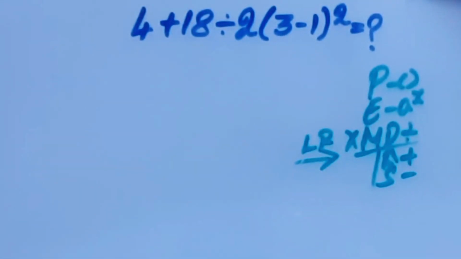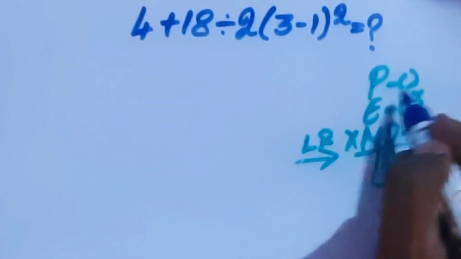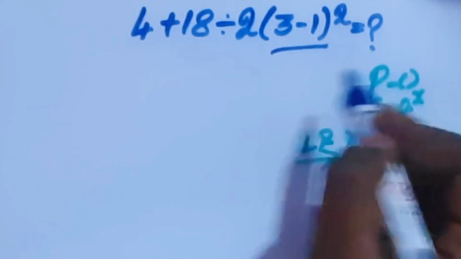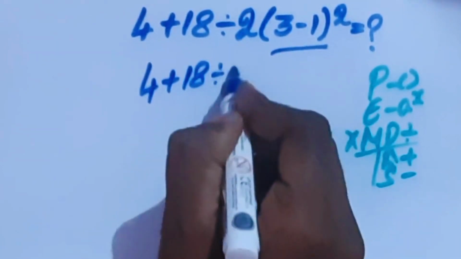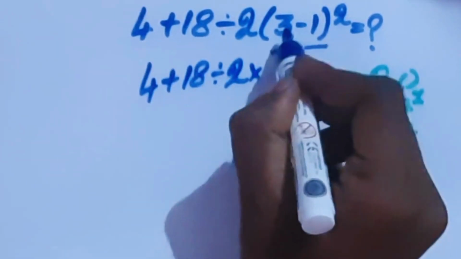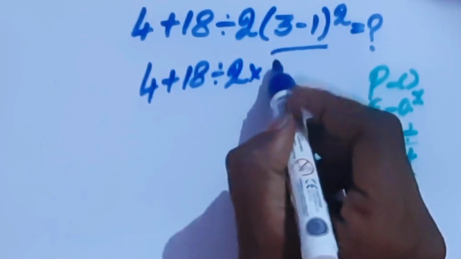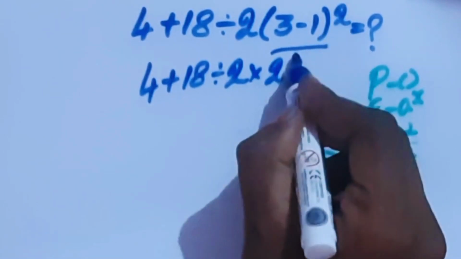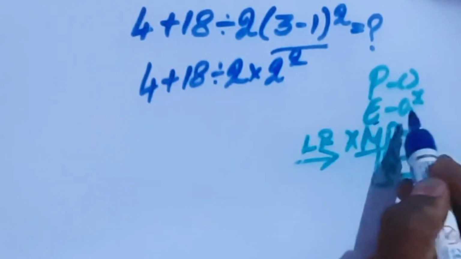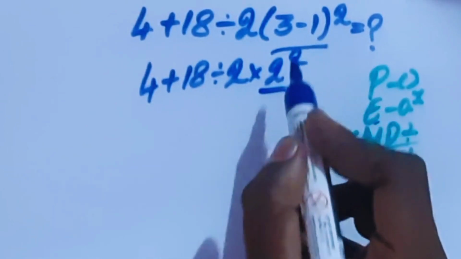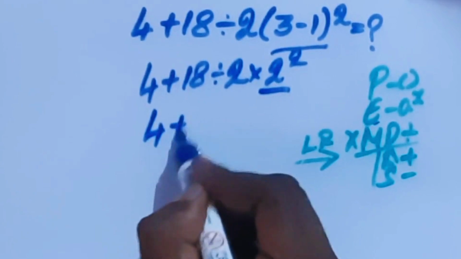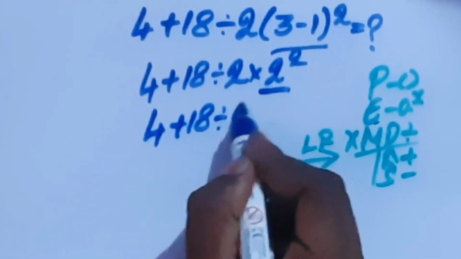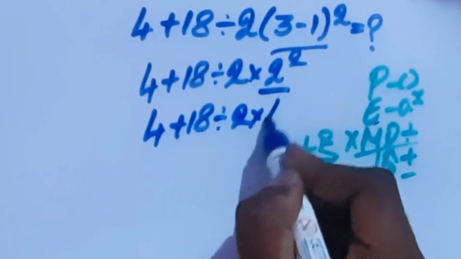Here, as per this order of operations PEMDAS, the bracket is higher priority. So we have to do this bracket before this operation. Here 4 plus 18 divided by 2 times, here 3 minus 1 is 2 power 2. Here the next priority is exponent. We have exponent here, 2 power 2. We have to do this 2 power 2 before this operation. Here 4 plus 18 divided by 2 times 2 power 2 is 4.